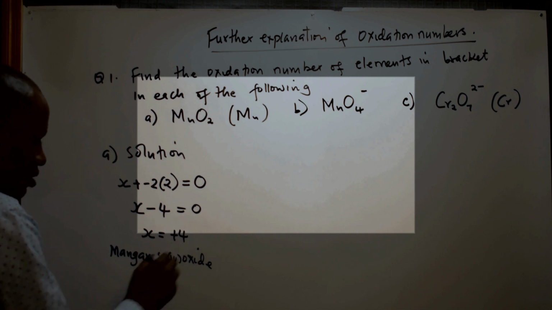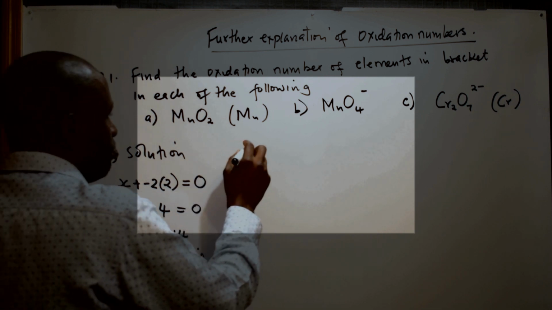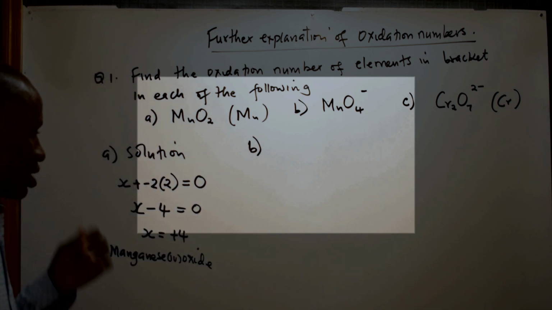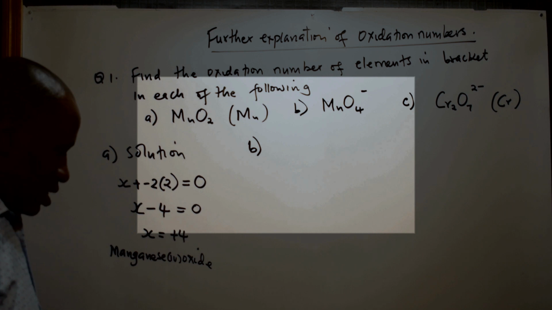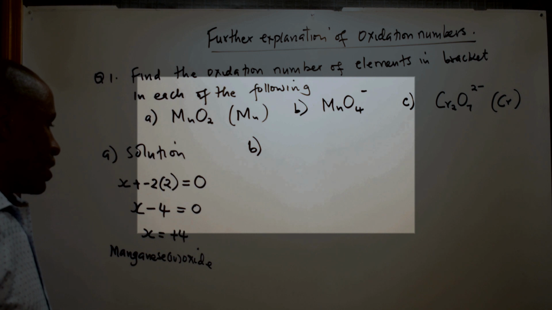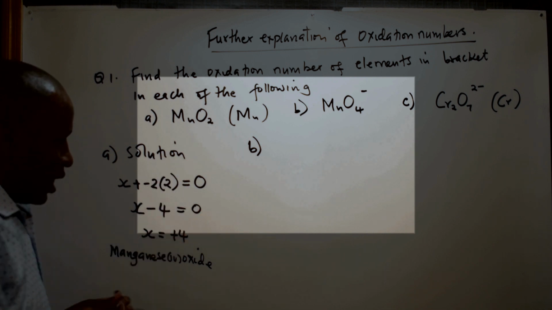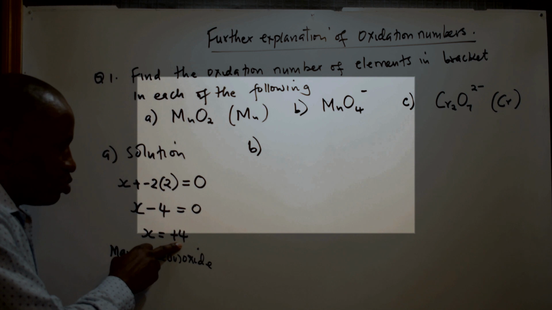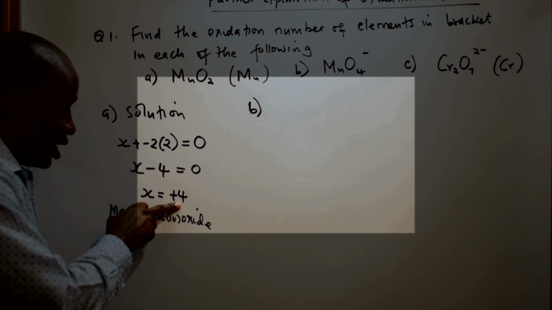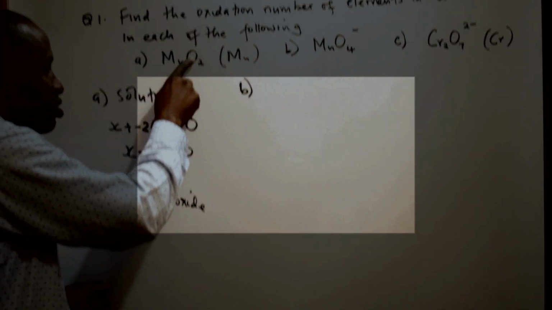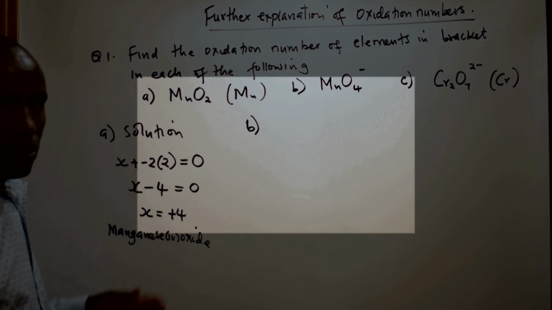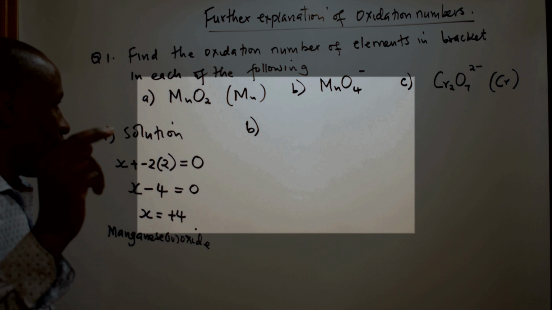Manganese 4 oxide, that's what we're actually talking about. Now, let me go to B again, and we see what we are talking about. Before I get to this, I must say that in the formation of manganese 4 oxide, the atom of manganese loses 4 electrons, and actually the 2 oxygen atoms are able to get the 4 electrons. That means each of these oxygen atoms will be able to acquire 2 electrons.